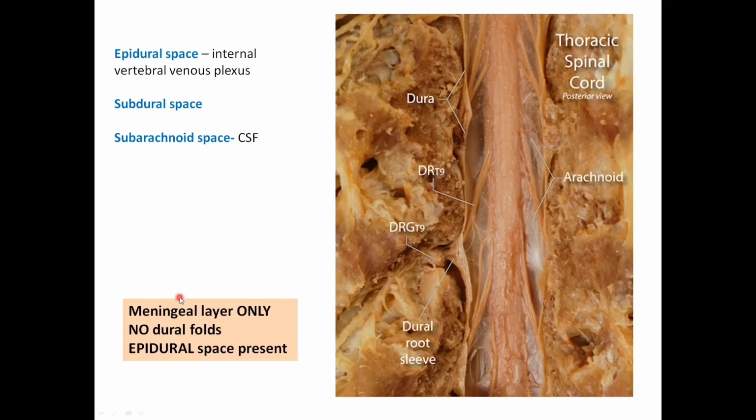The main difference between the cranial dura mater and the spinal dura mater, I told you. The spinal dura mater is a single layer. It has only the meningeal layer. And there are no dural folds in the spinal cord. And we have an epidural space present within the vertebral canal.